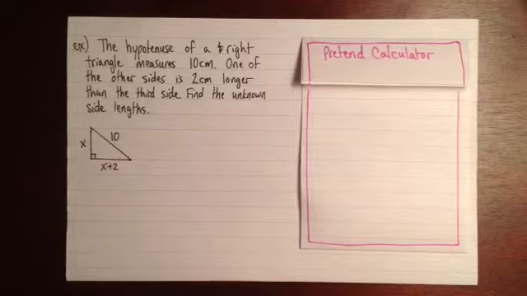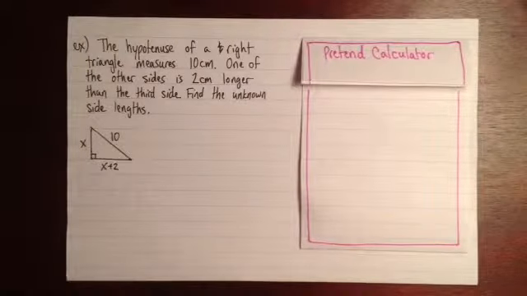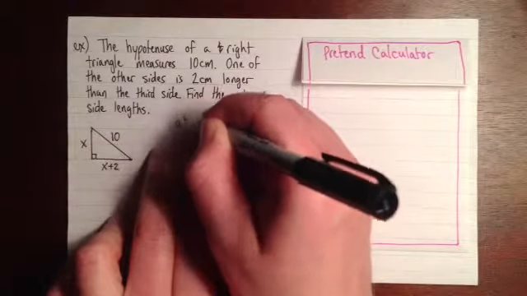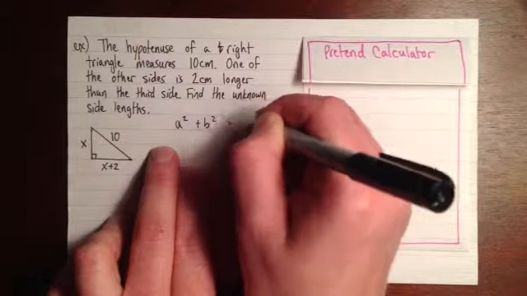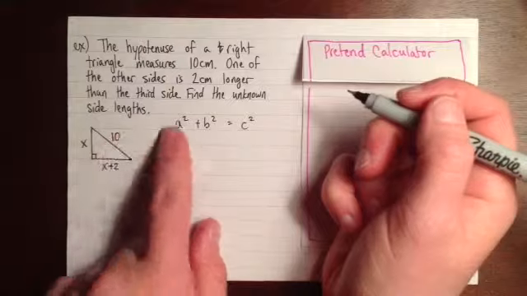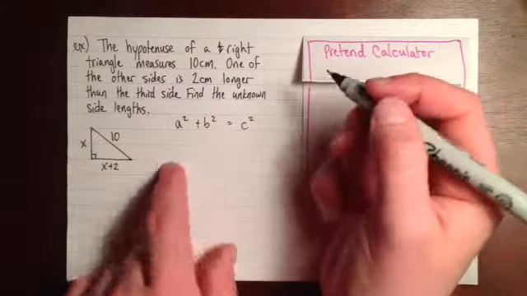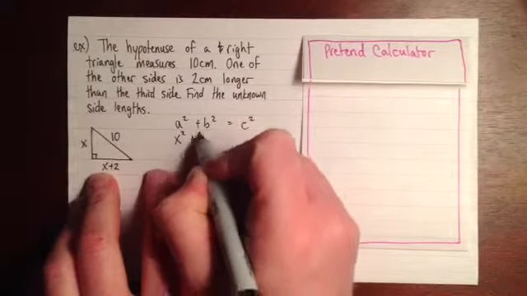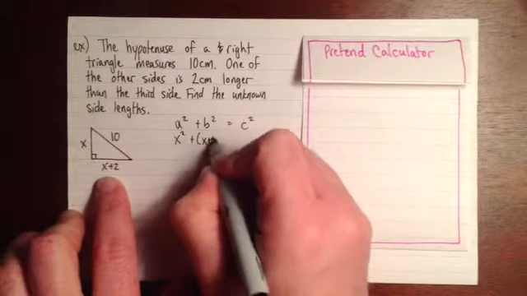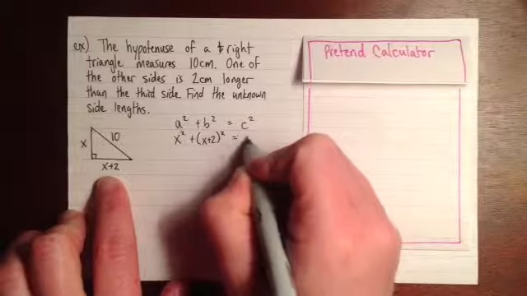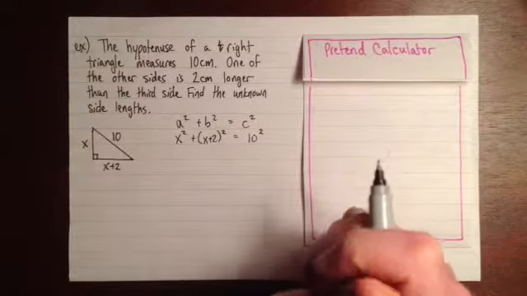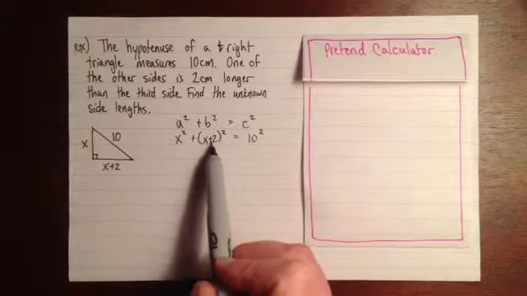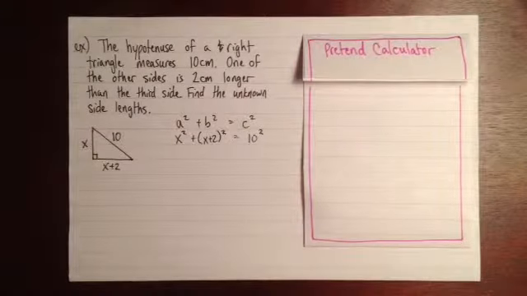You essentially know one real good equation about right angled triangles, which is the Pythagorean theorem. a squared plus b squared is c squared. Remember that c squared is the hypotenuse, and the other two sides are the legs. So in this case, maybe our a is x, and then the b would be x plus 2, and the c is 10. So one side squared plus the other side squared equals the hypotenuse squared.